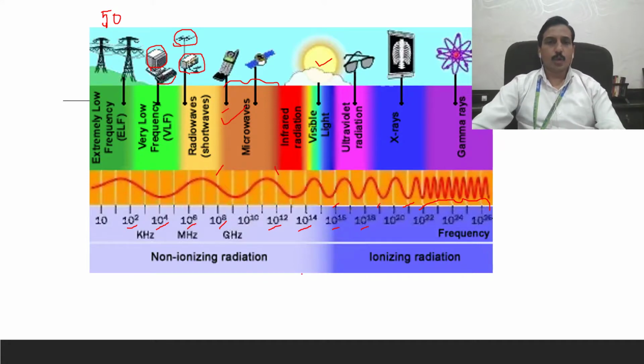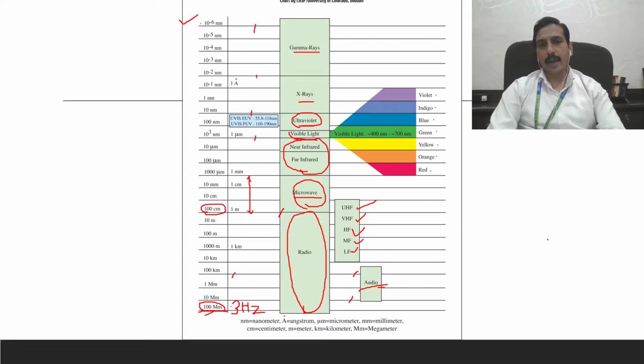So the range from 10 hertz to 10 raised to 16 hertz is called non-ionizing radiation. But the radiation or spectrum ranges from 10 raised to 16 hertz to 10 raised to 26 hertz or beyond, that is called ionizing radiation. So in your syllabus you have only a variety of the ranges in frequency, and you have their respective applications, and you should know the basics about the spectrum. So this is all about this topic, that is the electromagnetic spectrum.